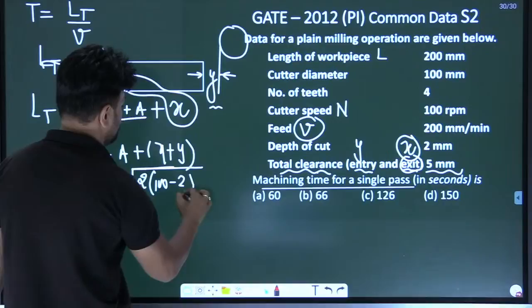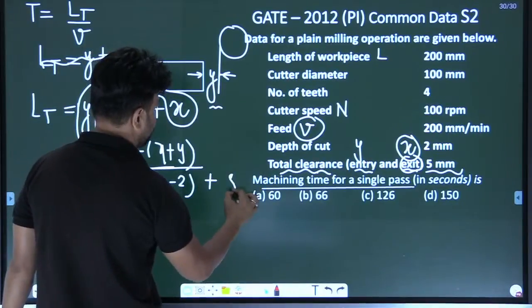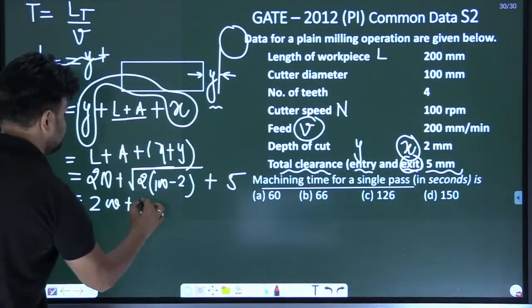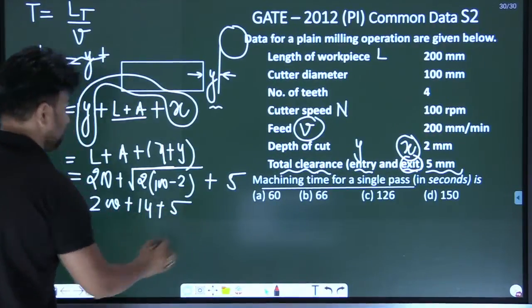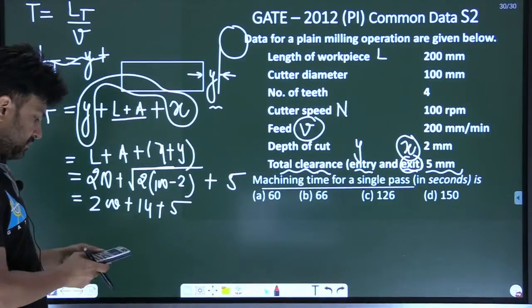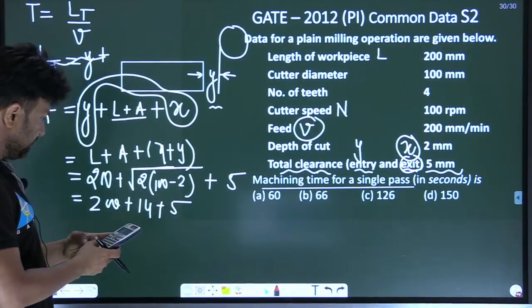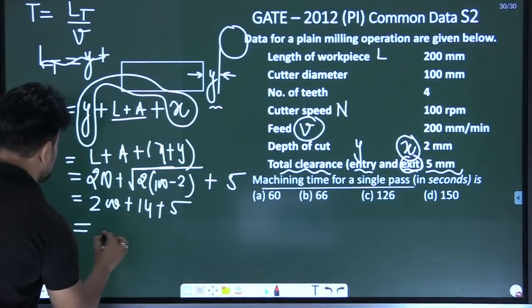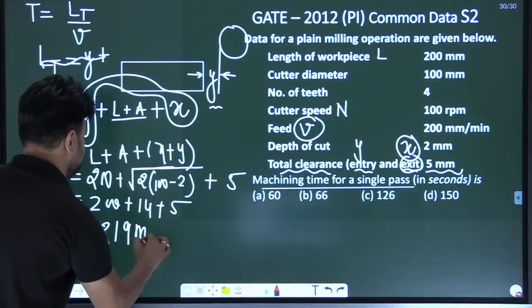100 minus 2 plus X plus Y, 5. Am I clear? So 200 plus, it comes 14 plus 5. Okay, yes or no? Tell me. So 200 plus 14 plus 5. Total distance is what? 219 mm.